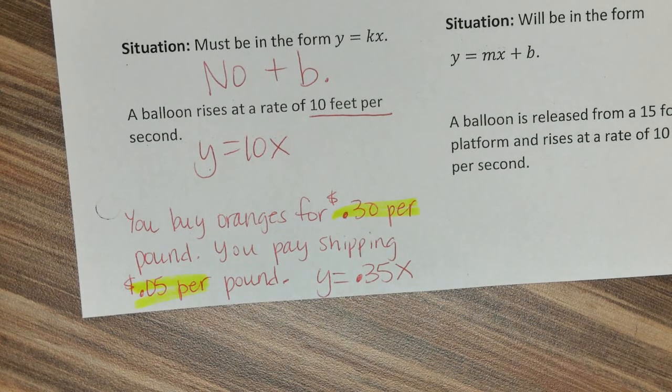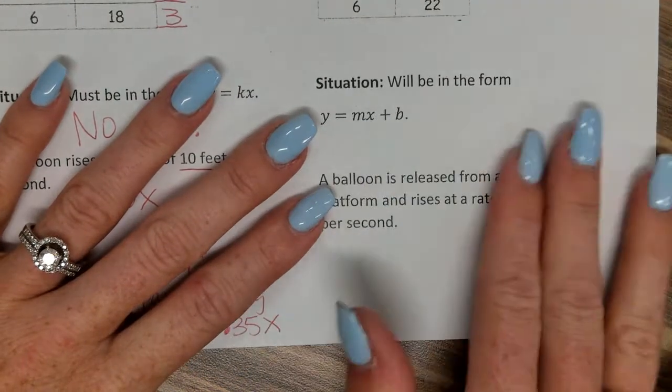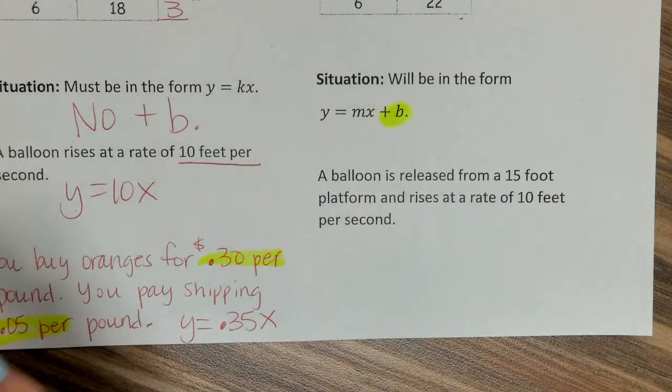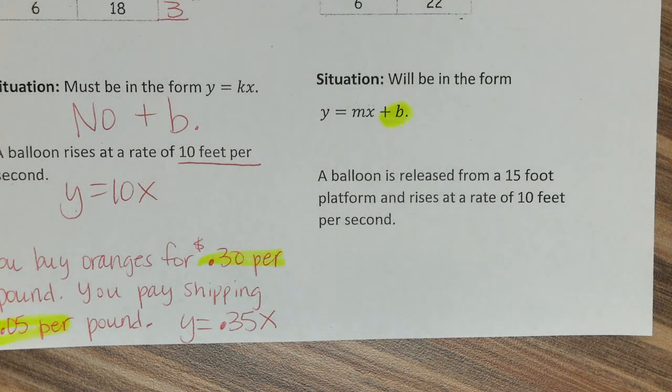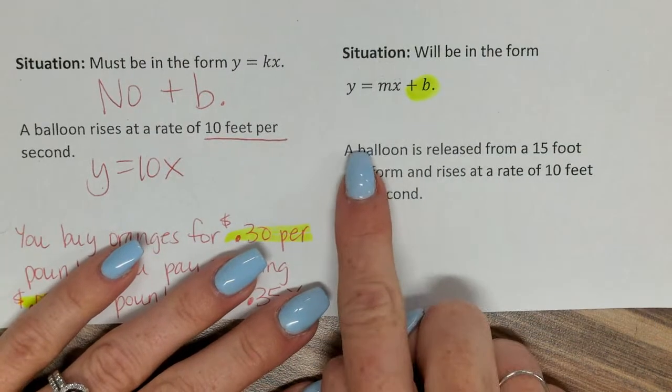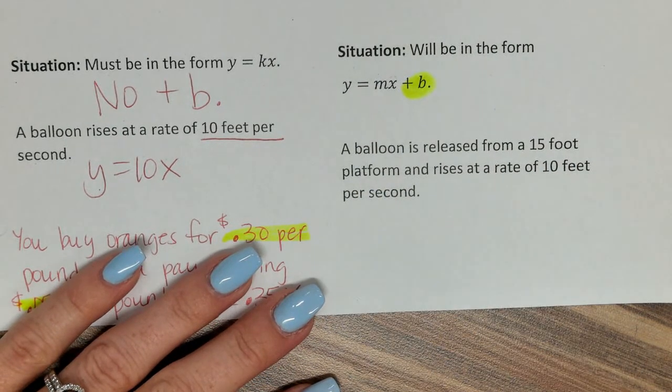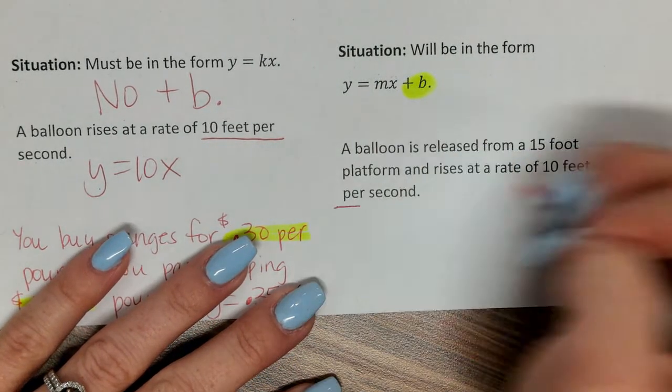Make sense? All right, so what is it to be non-proportional? It's going to have what? It's going to have the plus b. So let's look at this situation. A balloon is released from a 15-foot platform and rises at a rate of 10 feet per second.